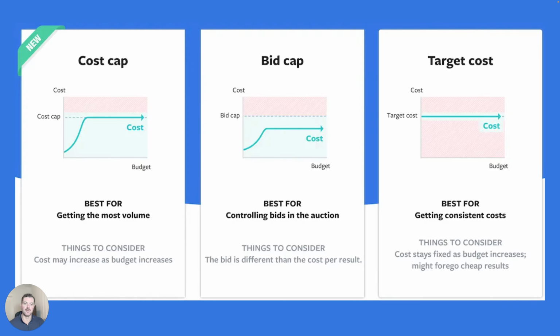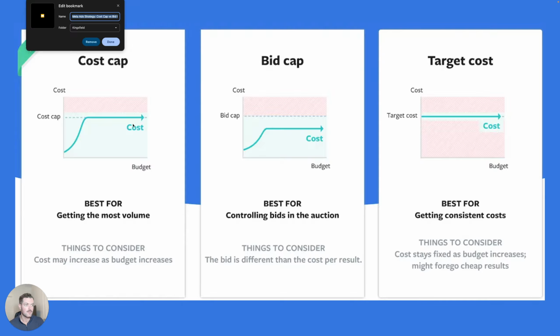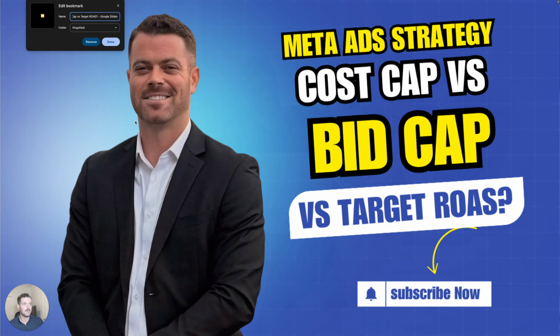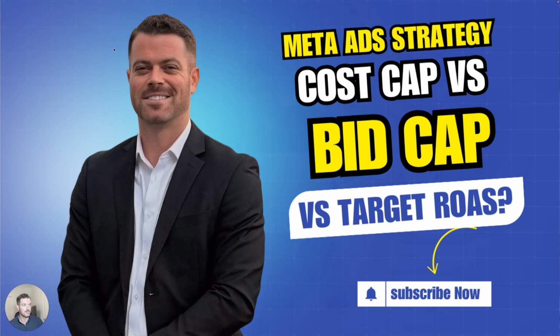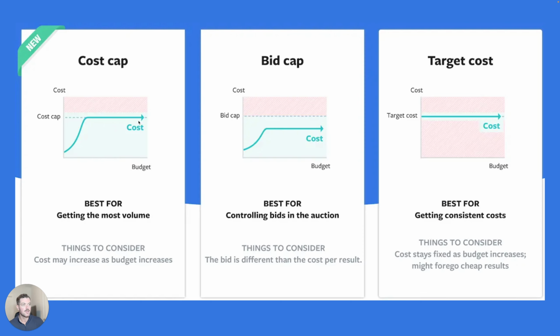Here's what cost cap means. Get as many conversions as you possibly can, but keep the average cost under what you set it as. So it'll bid for conversions above your target CPA. It'll bid for conversions below.